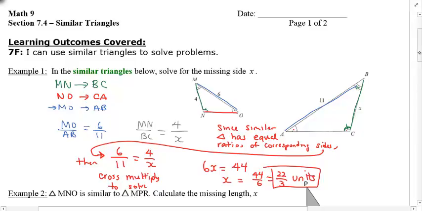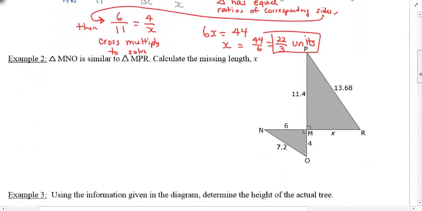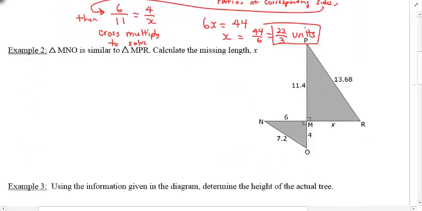All right, number 2. Triangle MNO is similar to triangle MPR, and I want you to calculate the missing length of x. Once again, the hardest part here is to figure out which are the corresponding sides. I'll start with the big triangle, with PR. PR probably matches up with NO. That we can get.